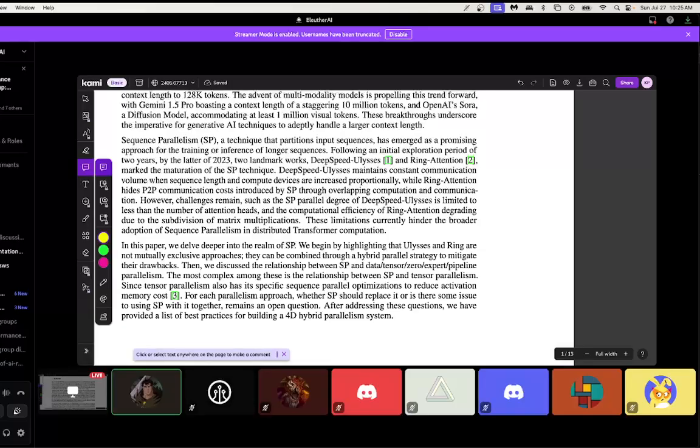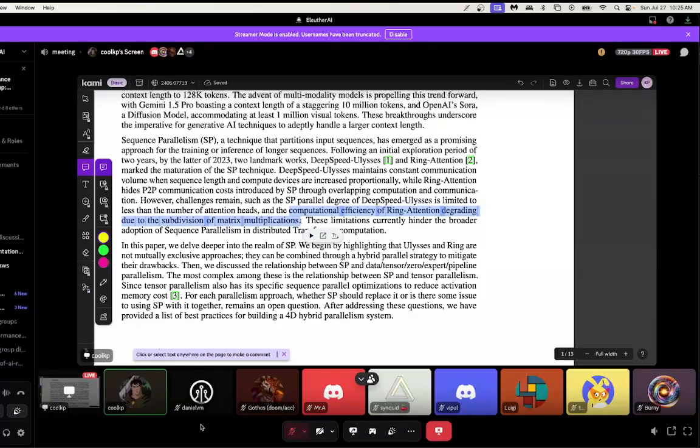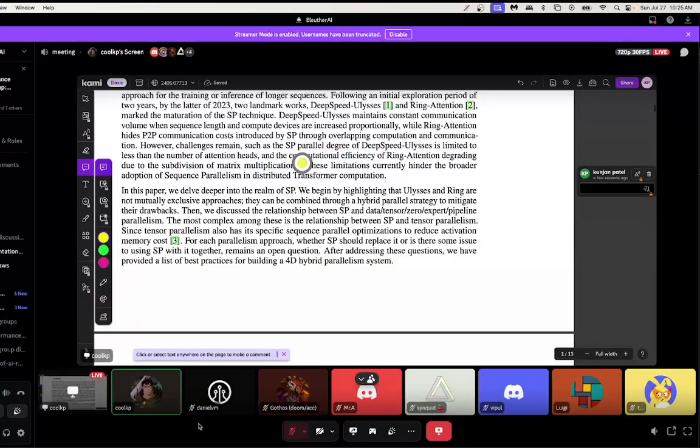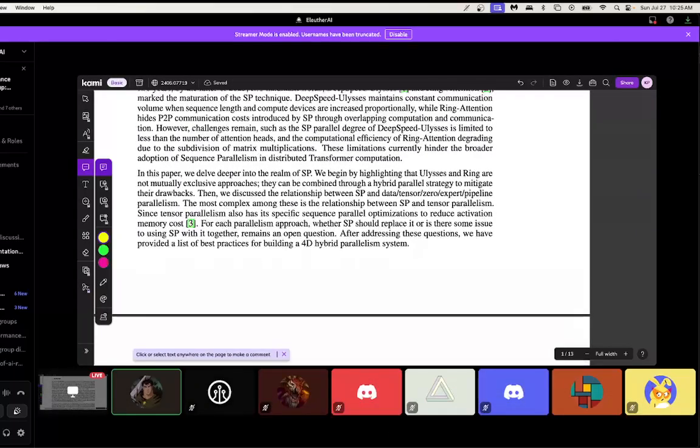And here, the drawback of ring attention that they mention is that computational efficiency degrades due to subdivision of matrix multiplications. This is not a black and white point, in my opinion at least. We can discuss this again. I'd like to hear your thoughts on that.